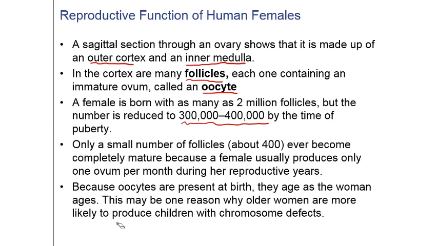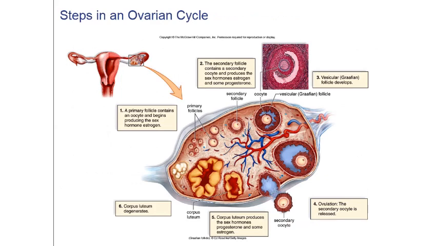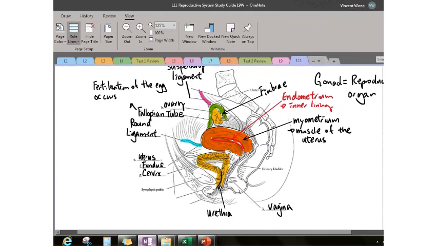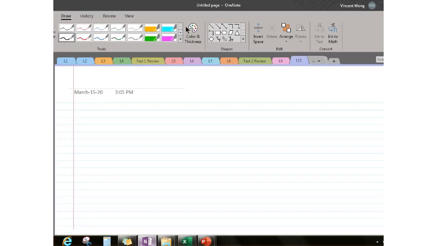So older women are more likely to produce children with chromosomal defects because of chromosome errors or damage that occurs in these follicles. So this is what's inside the ovary, and you should study this slide yourself, take a look at it, but I'm just going to draw a simplified version for you to help you understand this a little bit better. Feel free to draw along if it helps.